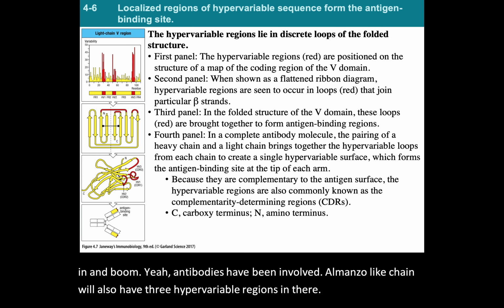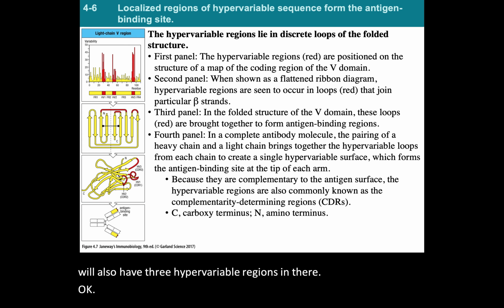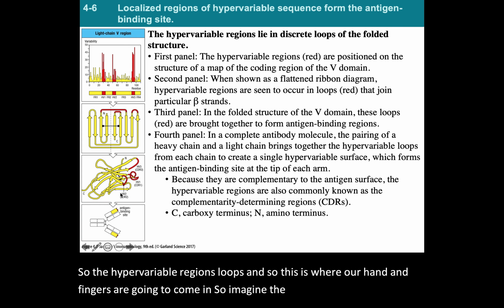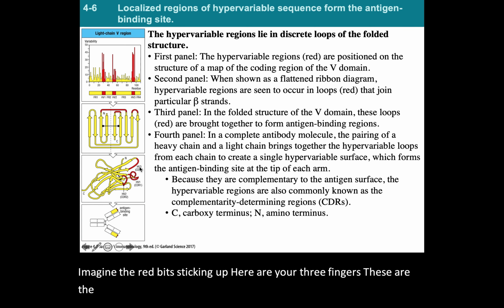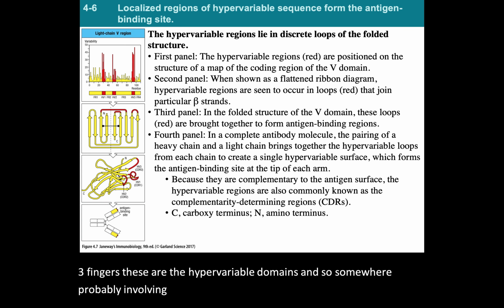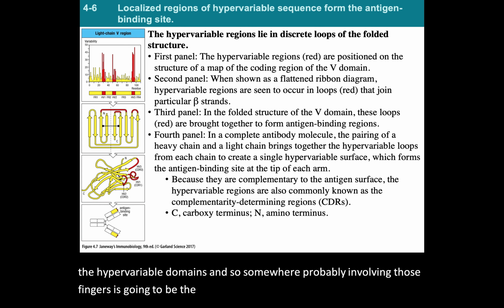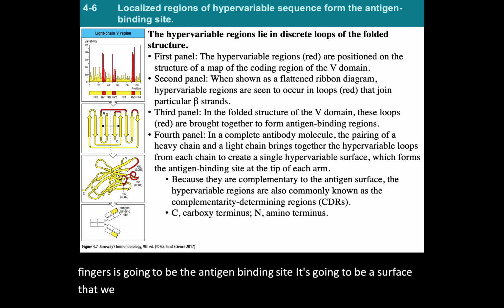Okay. So yeah, the hypervariable regions actually form loops. And so this is where our hand and fingers are going to come in. Imagine the yellow bit is your palm right here. Imagine the red bits sticking up here are your three fingers. These are the hypervariable domains. And so somewhere, probably involving those fingers, is going to be the antigen binding site. It's going to be a surface that we make just by folding up all those different parts of the antibody.